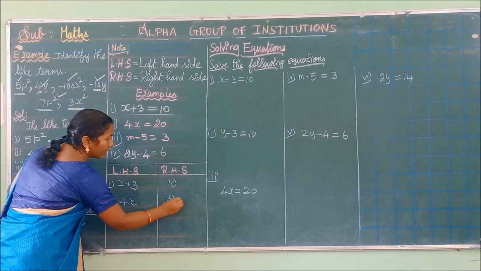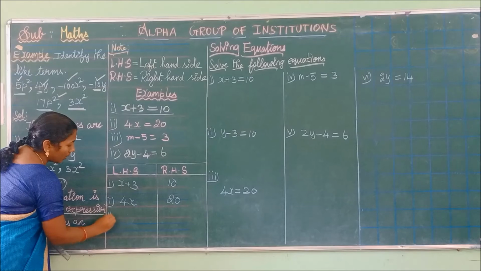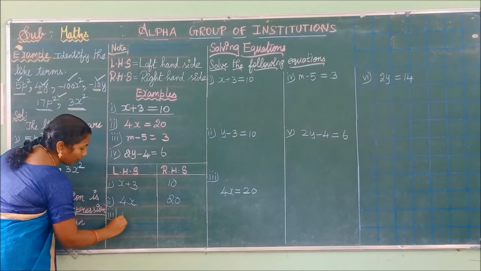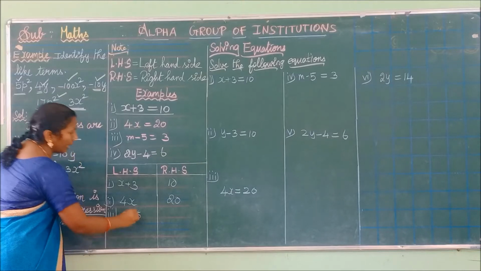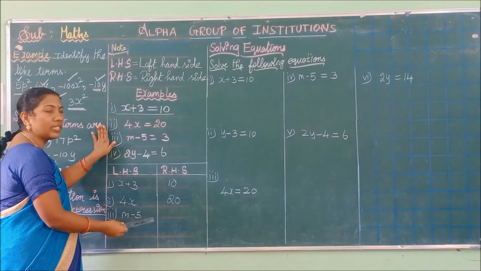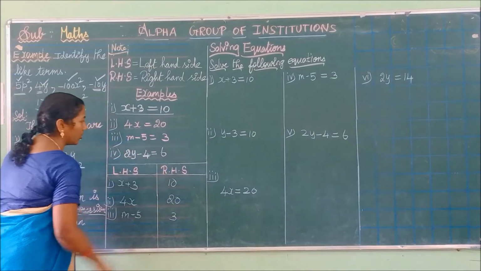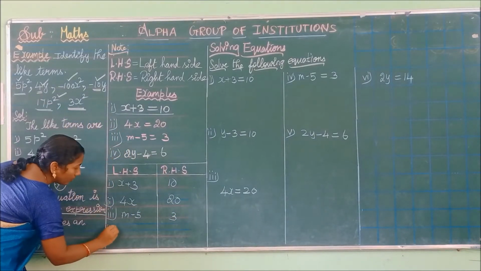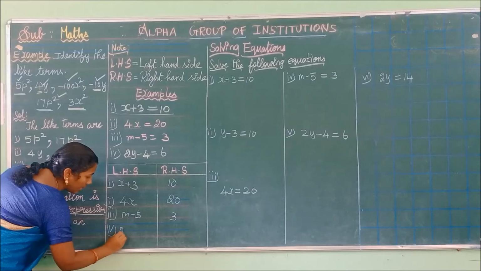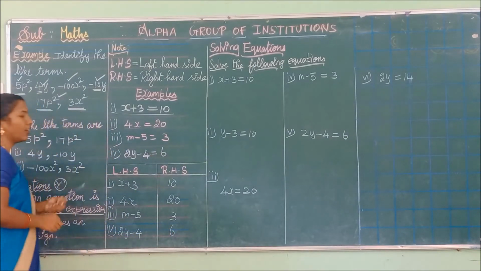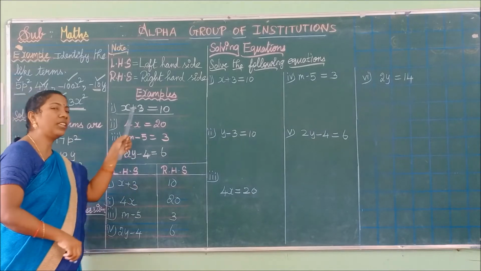Do you understand, children? See the third one. The LHS is m minus 5, because it lies on the left hand side, and 3 is the RHS. So write 3 here on the RHS. And the fourth one, what is the LHS? 2y minus 4. And what is the RHS? 6. Thus we have written the LHS and the RHS of the given equations.